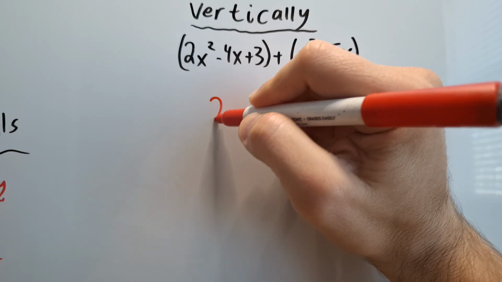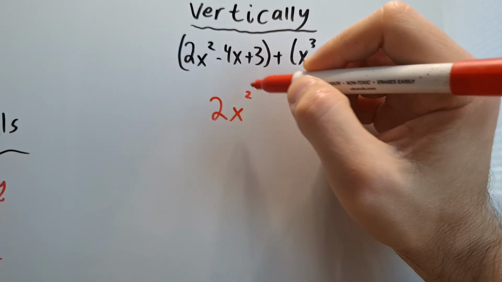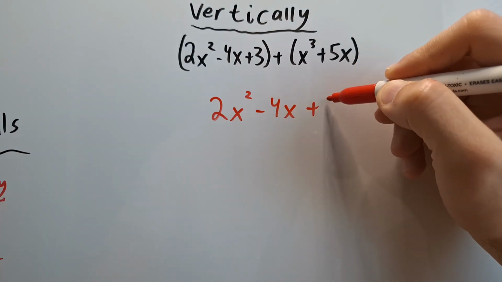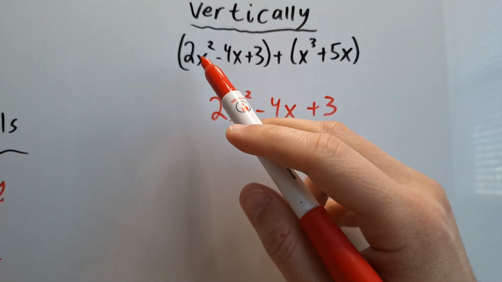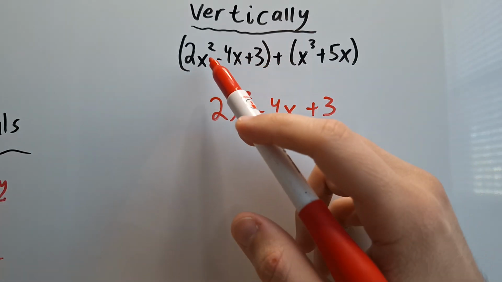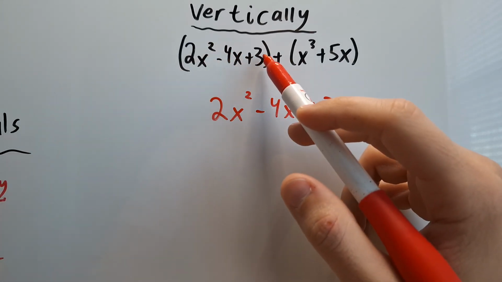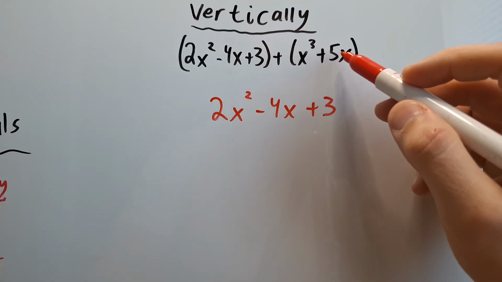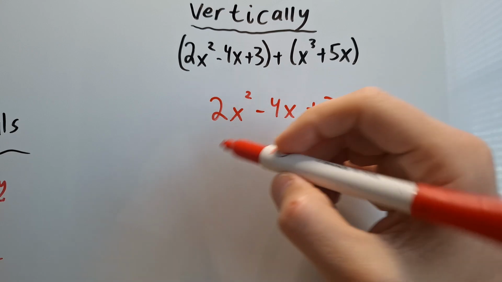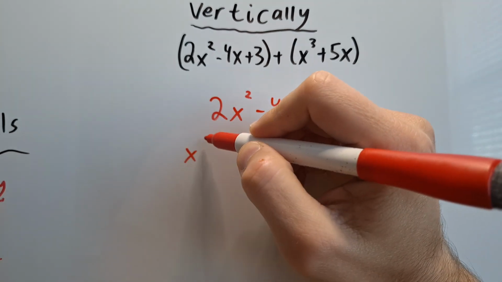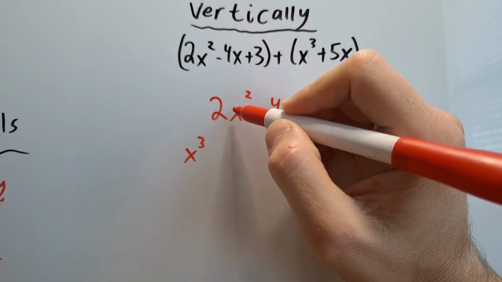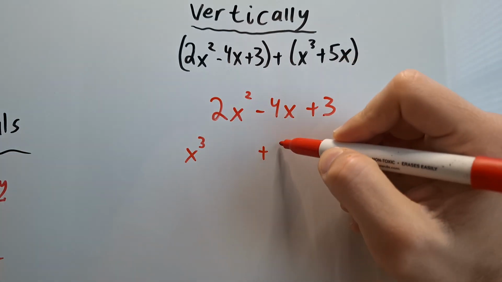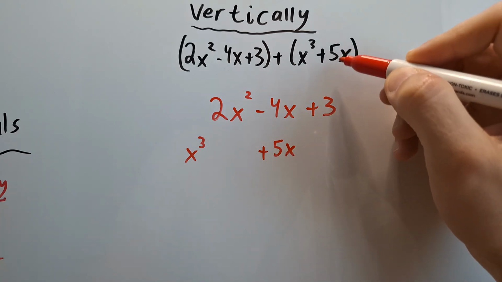So how I do this, write down your first polynomial. All the powers of x are in descending order, which is good. I have second power, first power, and then 0 power. Here I have x to the third and then plus 5x. So this would actually go in front of the first polynomial term here, this 2x squared. And then you would align the like terms as such.